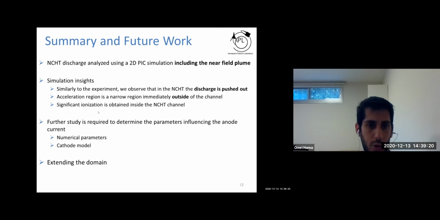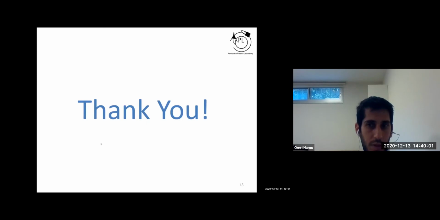There is further study that is required to determine the parameters influencing the anode current and why we see a lower value in the simulations. We need to learn how the numerical parameters, in particular the parameter that we're using for our anomalous transport model, is influencing that current, and also how we model the cathode. We also consider extending the domain in our simulation because we see a more gradual change in the experiment, suggesting perhaps a larger domain is needed to simulate the plume of the thruster. Thank you.